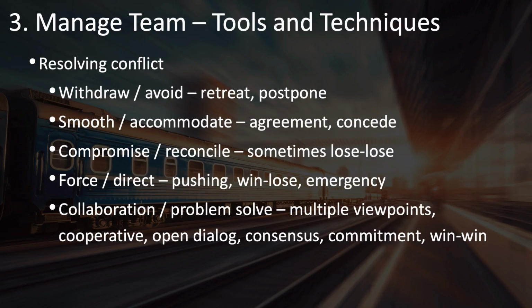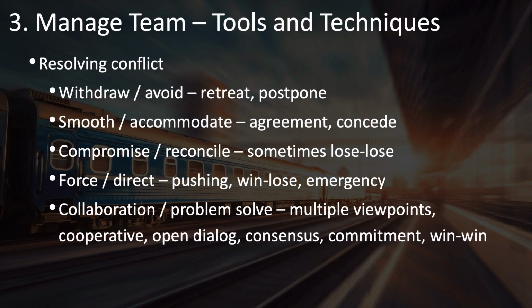The first is to withdraw or avoid. This is when you retreat or postpone dealing with an issue. This is often not the best response, but sometimes it can be, especially considering that in some cases you may have such a difference in balance of power of the people involved in the disagreement that withdrawing or avoiding is your best bet. Or you may be able to postpone it until you can get other factors or people involved.